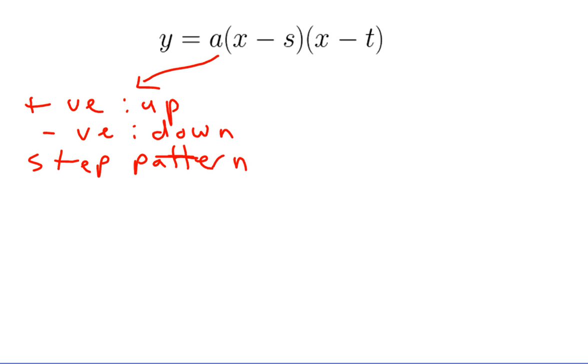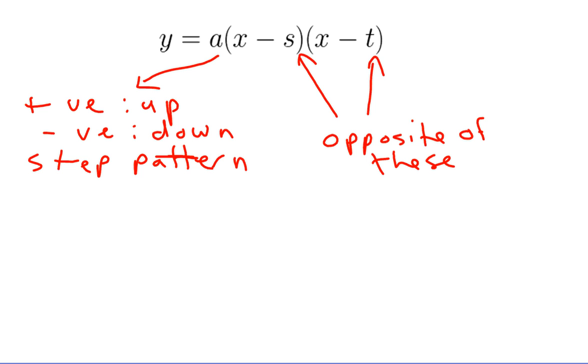And then these values here are the zeros, the opposite of these values in the brackets. So opposite of these values are the zeros. So that's a very, very quick introduction to graphing in factored form and picking out some of the characteristics.